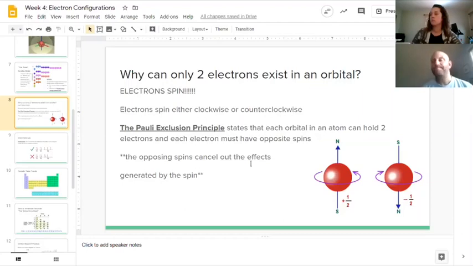Again, if you look at the picture at the bottom of this page, you're going to see that the blue arrow is pointing north. That's one way. You can kind of see the red arrow, the purple arrow, which is indicating the spin. So one's spinning clockwise, one's spinning counterclockwise. So again, 2 electrons in an orbital, because you can't have too many negatives repelling each other.